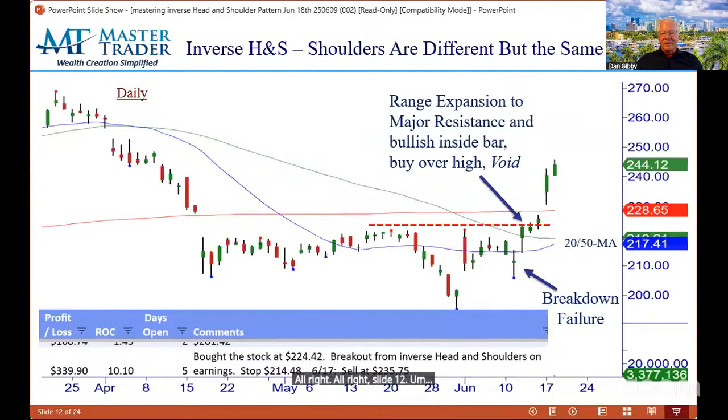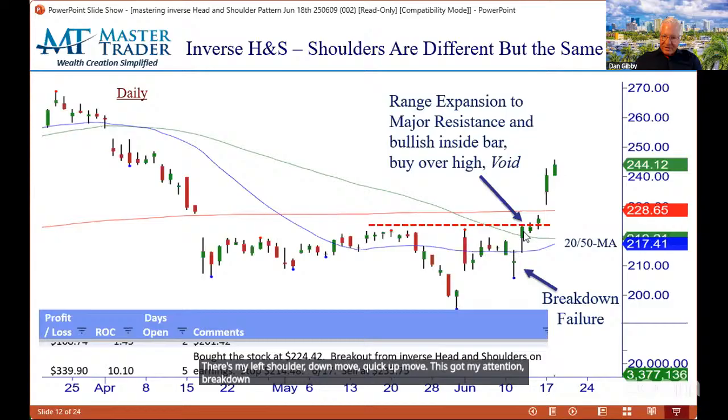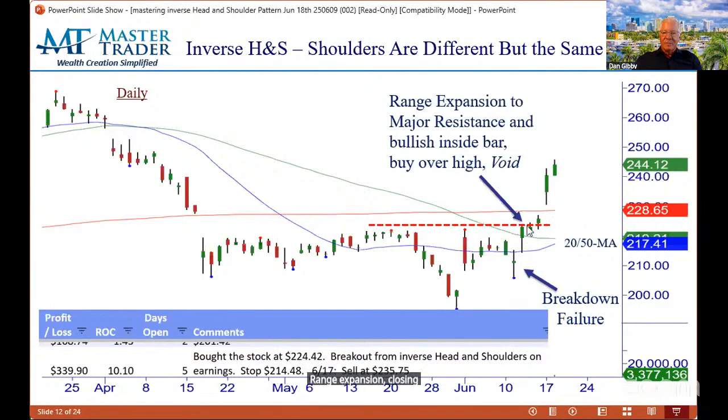Same but different. So this one, look, inverse head and shoulders. Shoulders are different, but the message is the same. Here's my left shoulder, down move, quick up move. This got my attention, breakdown failure. The next bar, range expansion, closing at the high, inside bar, price void, you're in business. You know, these are closed trades when you see all this.